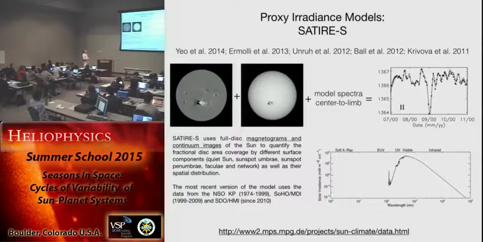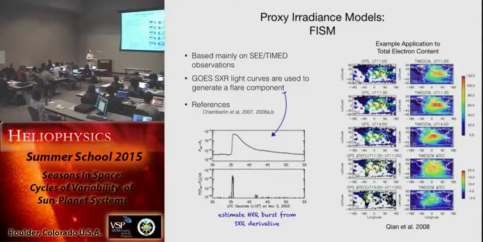Finally, here's another proxy irradiance model. This has a special property that they've put a lot of effort into understanding the flare component. So basically what you do is you take the observations and you do the standard regression for the daily average, and then you use the GOES data and instruments, an estimate of the center to limb variability, to come up with the flare component.